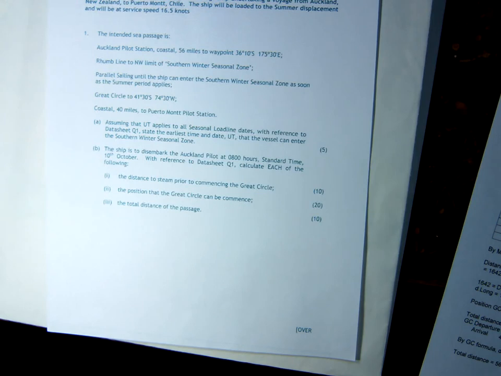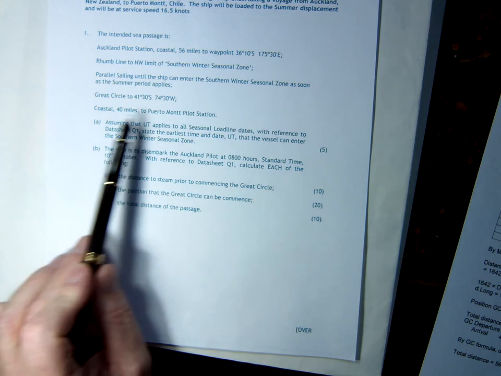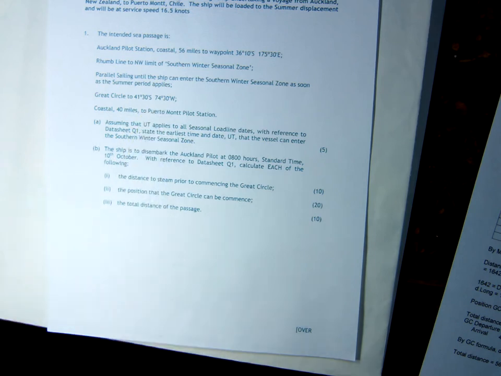Once we've done that, we then go a great circle to our position here, and then finally another 40 miles coastal. So with two lots of coastal, with a rhumb line, parallel sailing and great circles, all the different sailings in one, so quite an interesting question.